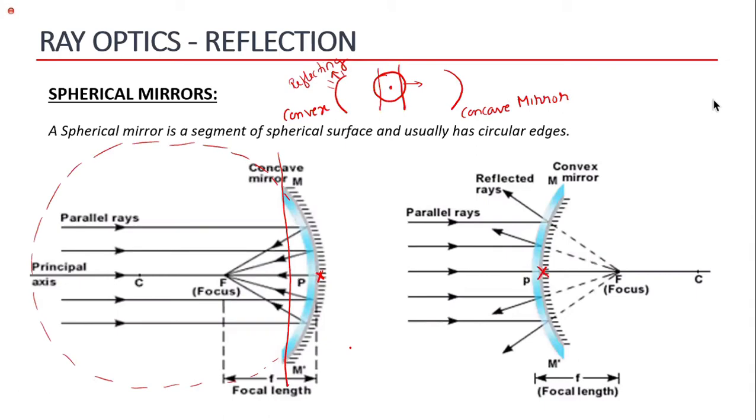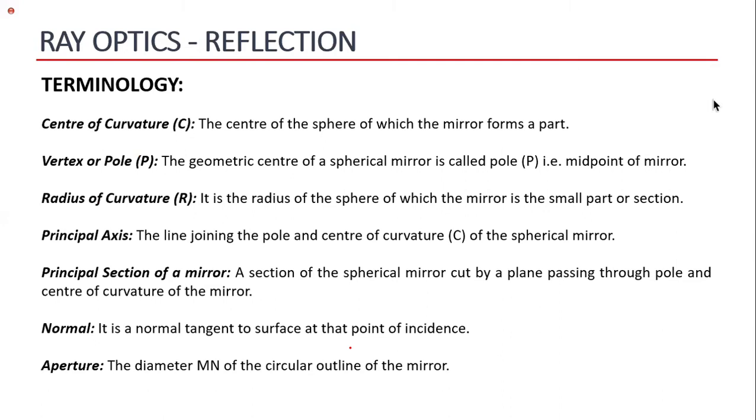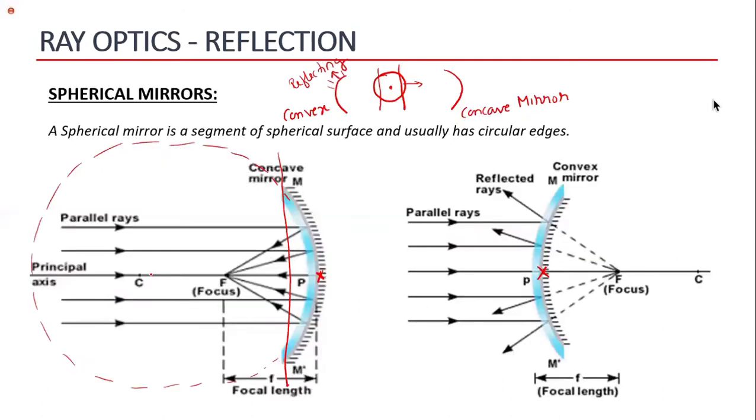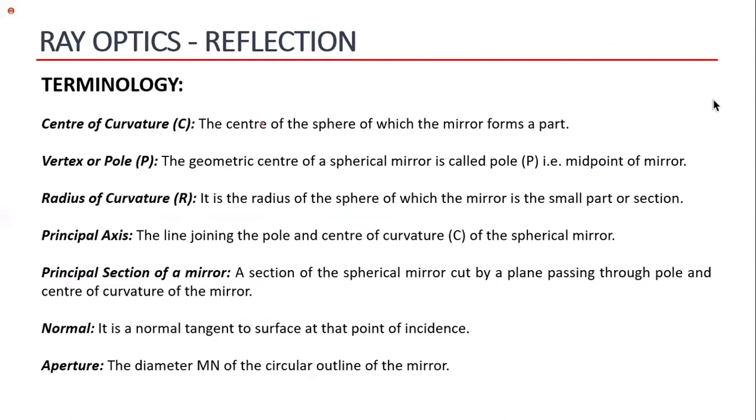Then radius of curvature. The distance between the center of curvature and the pole is called the radius of curvature. Basically, see, this distance. This is the radius, you already know that. So that's just the radius of curvature. Take off the curvature, it becomes just radius.